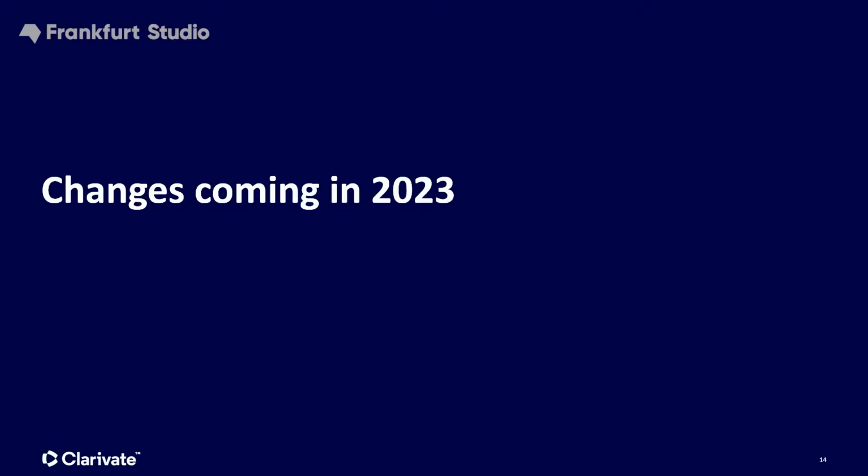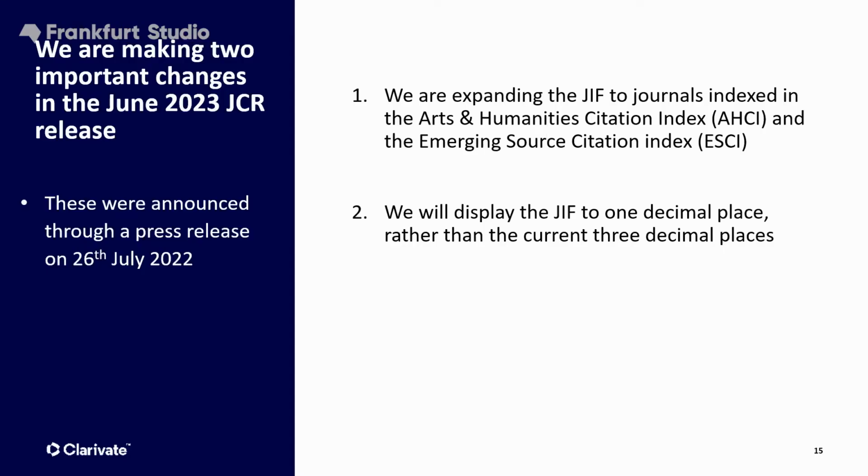So now let's turn our attention to the 2 changes that are coming in next year's JCI release. These were announced over the summer through a press release and through a blog. The first change is that at the moment, the GIF is only given to journals in the science and social science indices. We're going to expand that to journals in the Arts and Humanities Citation Index and in the Emerging Sources Citation Index. The second change is that we are going to change the way we display the GIF from 3 decimal places to 1 decimal place.